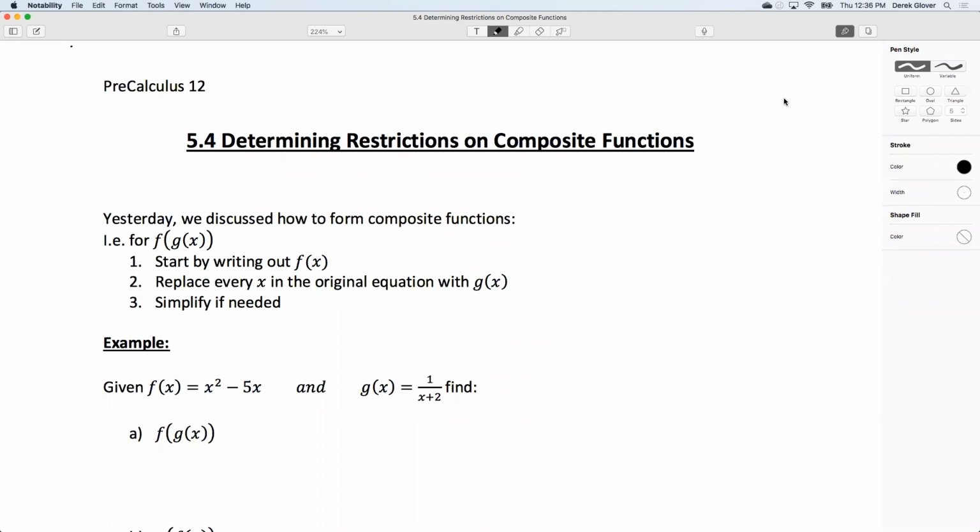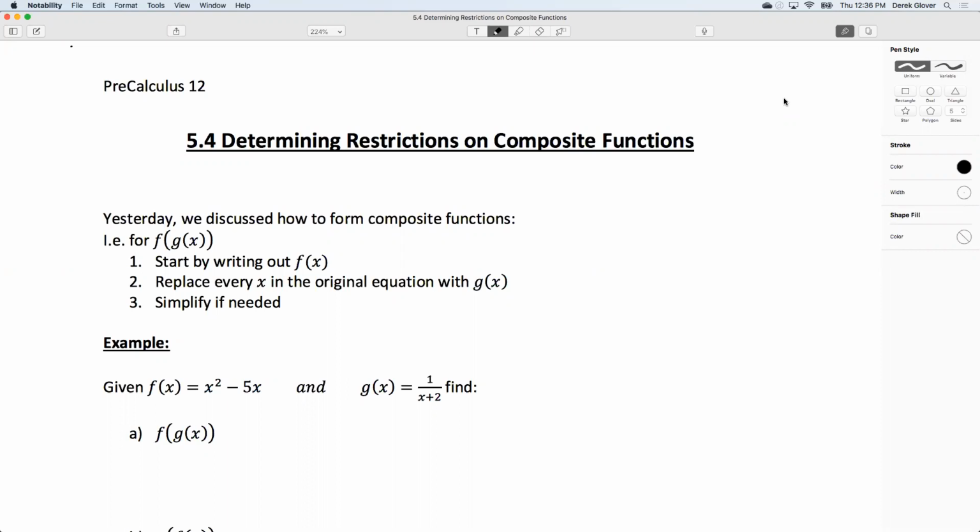So the topic for today, chapter 5.4, is on determining restrictions on composite functions. Basically, we're going to be building composite functions that might be slightly more involved than last time, and we're going to be finding domains and ranges on them. Essentially, the strategy is going to be to build the function, try to find the domain if you can by hand, and then we're going to need to graph things to find the ranges.